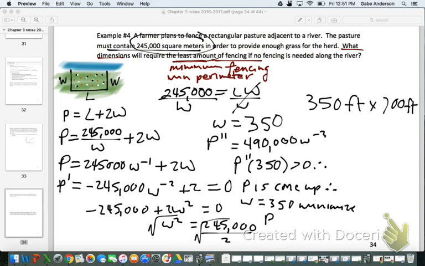So since it asked for that, you've got to put that. But the important stuff there is the calculus with the first or the second derivative test.